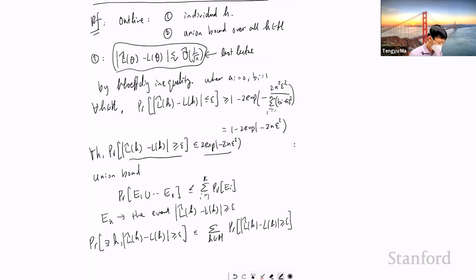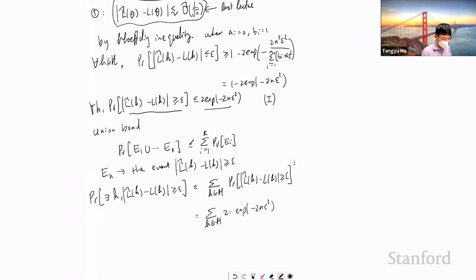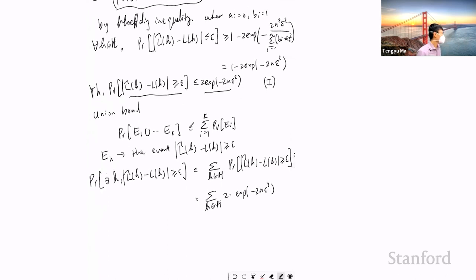Okay, and now you plug in what you have prepared. Let's call this equation 1. If you plug in 1, you get the sum over all the h's of 2 times exponential minus 2n epsilon squared. Each of these events is small, and you multiply by the total number of possible events, which is the size of H. So basically, you have 2 times |H| times exponential minus 2n epsilon squared.